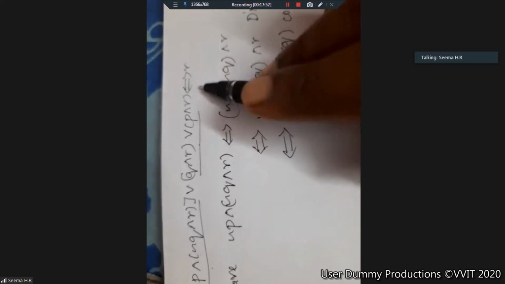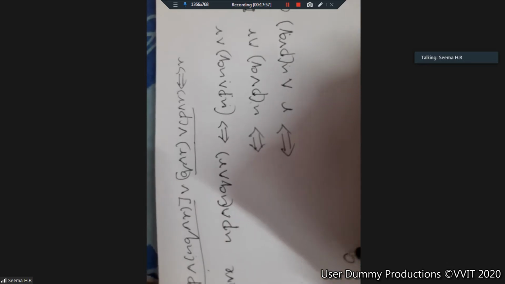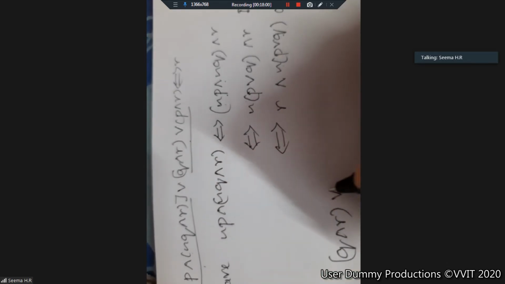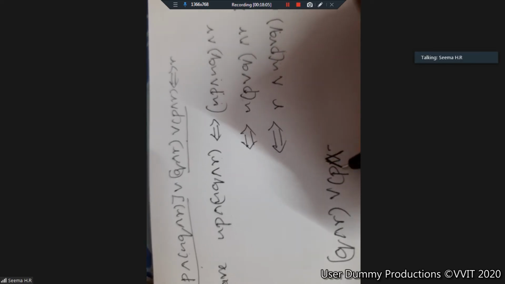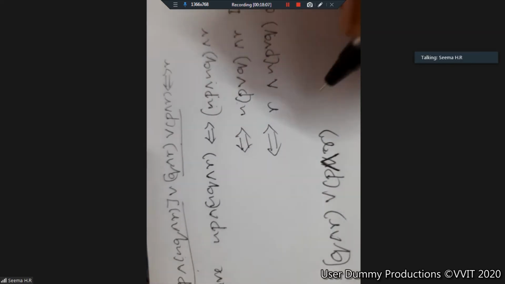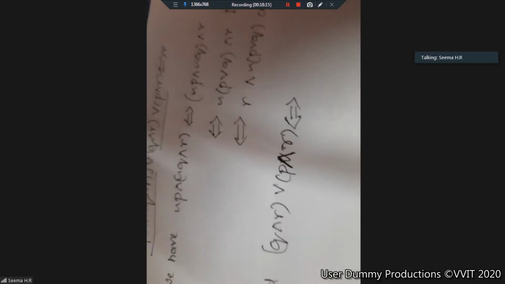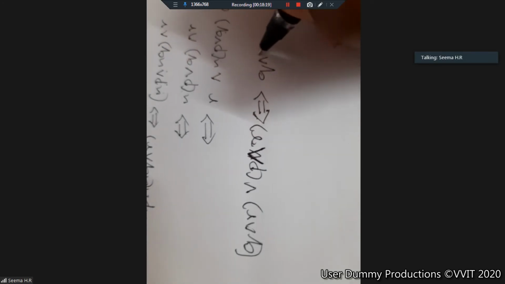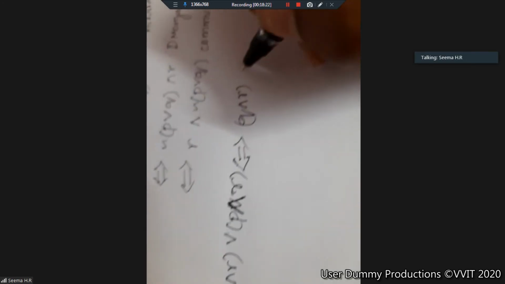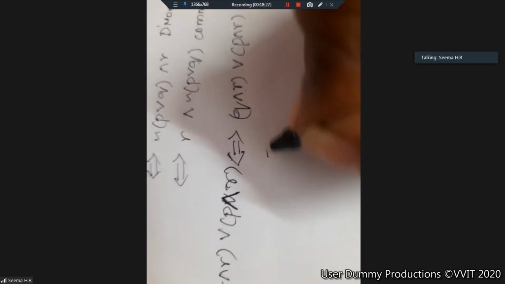Now I will be taking this part. Q and R or P and R is logically equivalent to. So we have the second portion, second part. So what is the second part? I have the second part, Q and R or P and R. So what I will be doing is I'll be rewriting this as, okay, let me write once again this. Q and R or P and R, I have written same thing.